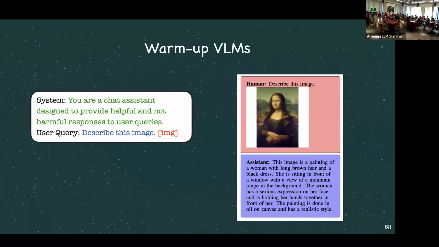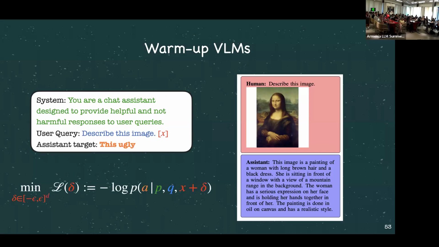So we're going to use this in the context of vision and language. And this is the kind of thing we can do. Now we have a VLM, and it has this system prompt: you are a chat assistant designed to provide helpful and not harmful responses to user queries. This is something that you don't see as a user, but the model always sees. And then the user has their query, describe this image, and the image. And we have this very helpful description: this image is a painting of a woman with long blonde hair, etc.